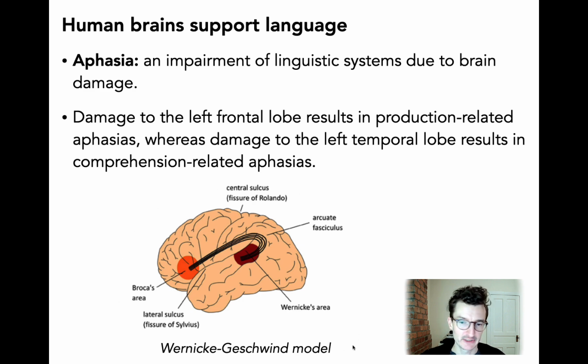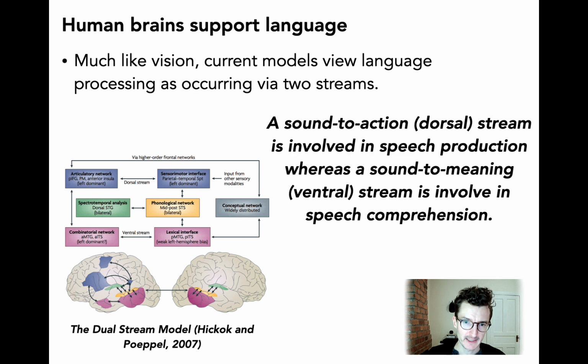And the general idea here is that you've got an area that's involved in language perception, an area that's involved in language production, and connections between the two areas. Now, we actually think that the model is a bit more complicated, and it's actually based on dual stream models.